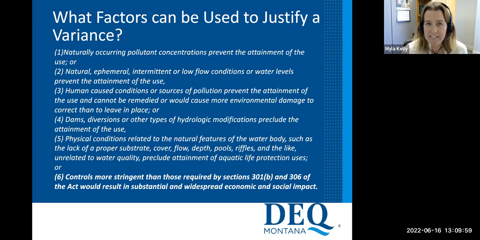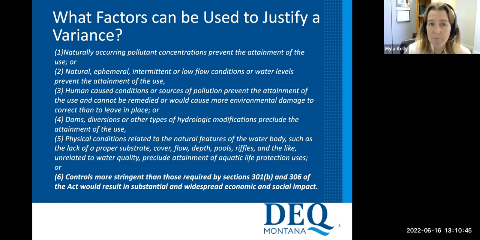So there's a lot of words on this slide, but I do think it's important to go through these factors that I was just mentioning one by one. And the last factor that I'll get to, the one that's bolded, is the one that we have used in Montana and the one that is most often used with water quality standards variances. But there are other factors that can be used to justify a variance. The first is if there are naturally occurring pollutant concentrations that are preventing the attainment of that beneficial use. The second is natural, ephemeral, intermittent, or low flow conditions that prevent that attainment of that use. So that's really a flow issue.